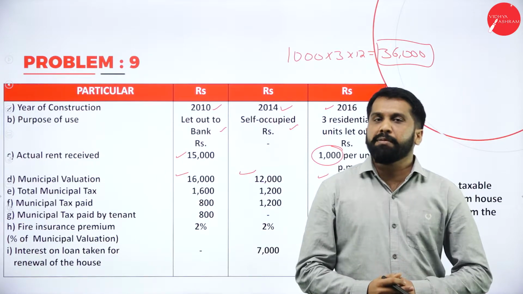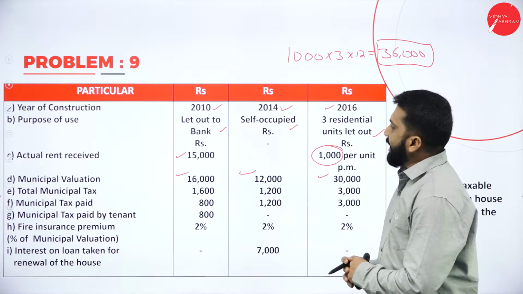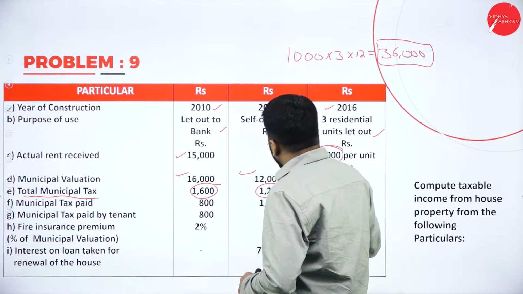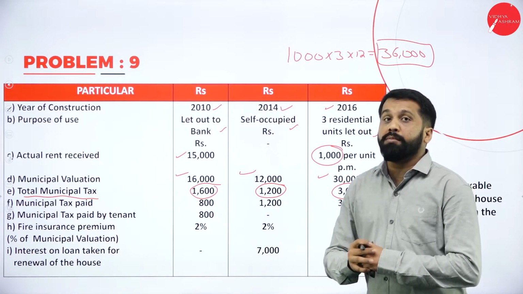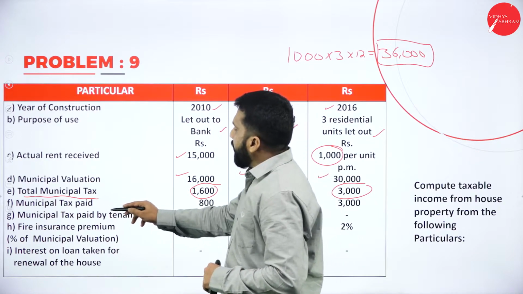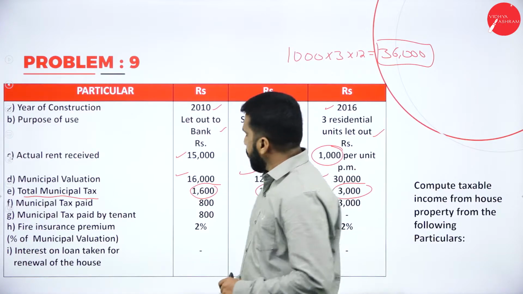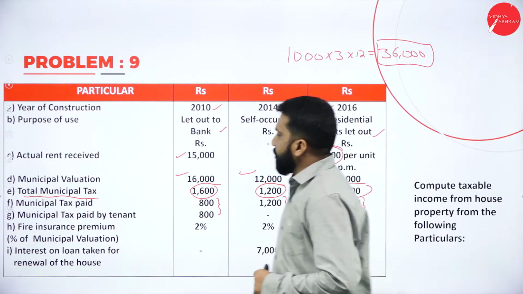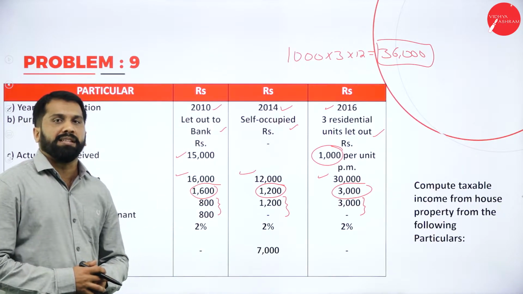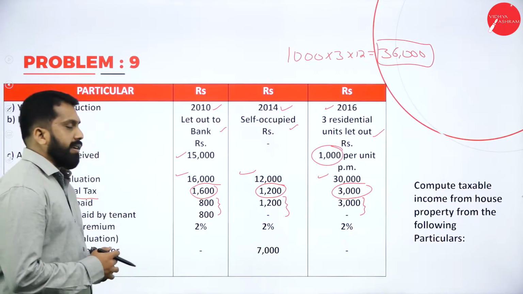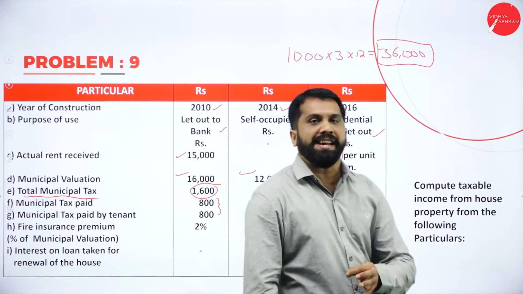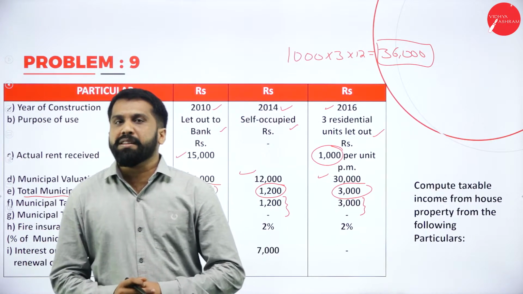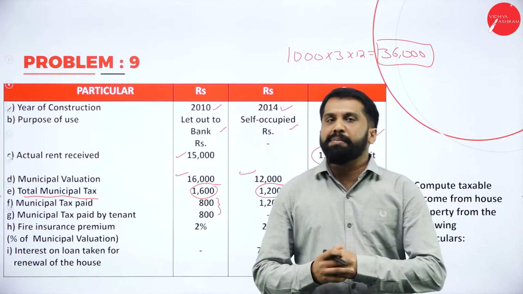They have given the municipal value. They have given the actual rent. Then the total municipal tax paid is 1,600, 1,200 and 3,000. These are the total municipal tax paid. But out of this, some is paid by the tenant and some by the owner. So it will be 800 plus 800, 1,200 and 3,000. These are the taxes paid to the municipal authority. Now, in this, the 800 and 800, as I told you, municipal tax paid by the tenant: should we take it or not? Answer is no. We are not supposed to take the municipal tax paid by the tenant. We should take the municipal tax paid only by the owner. Paid by the tenant, we should not consider.